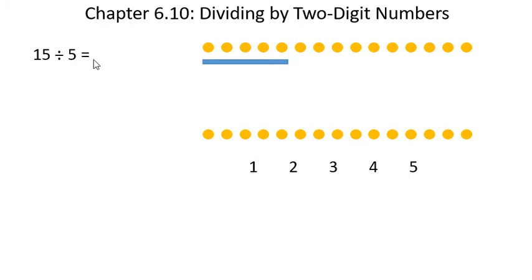So 15 divided by 5, you all know to be 3. That's not really a big issue, but it's why it equals 3 that's very important for this section. We could look at this question in two completely different ways.